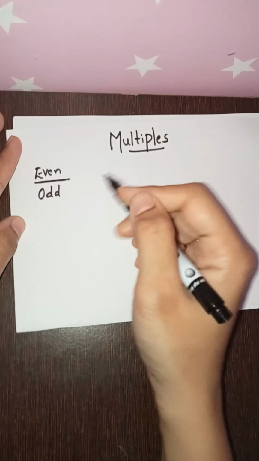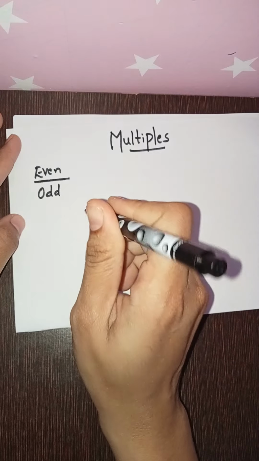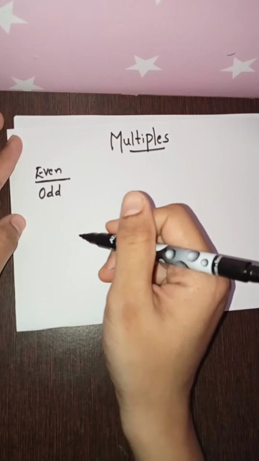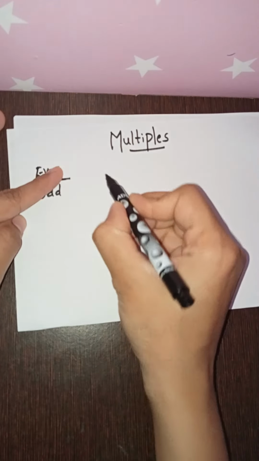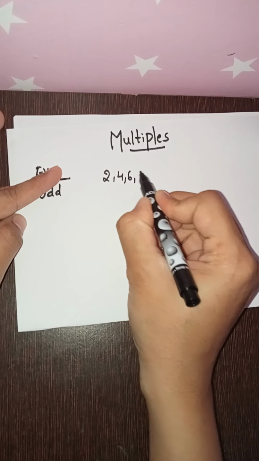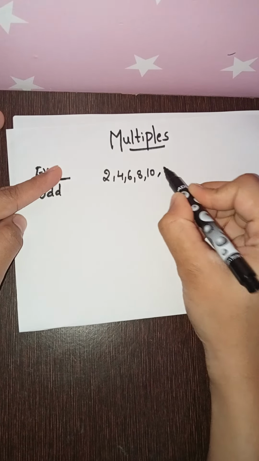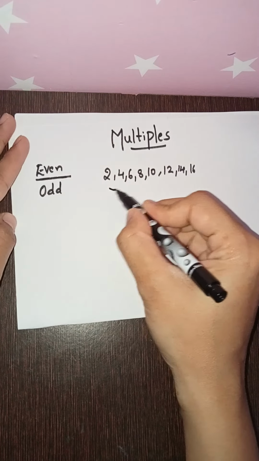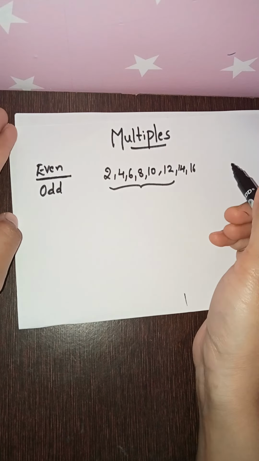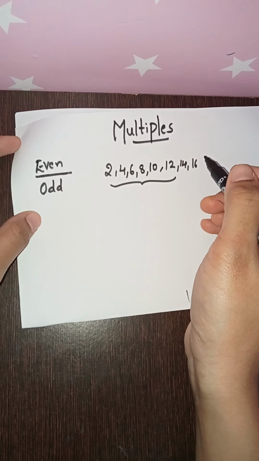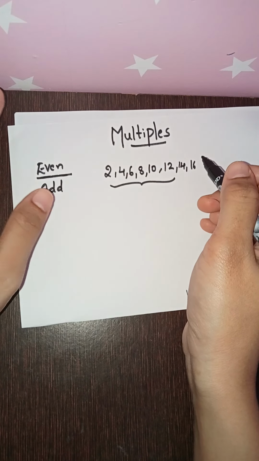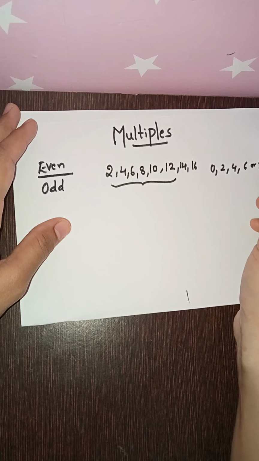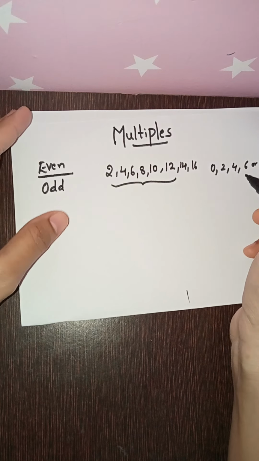An even number is a number which is a multiple of 2, like 2, 4, 6, 8, 10, 12, 14, 16. These are some of the even numbers. These are all divisible by 2, multiples of 2. So these are called even numbers, and even numbers always end in one of the digits 0, 2, 4, 6 or 8. So even numbers are exactly divisible by 2.